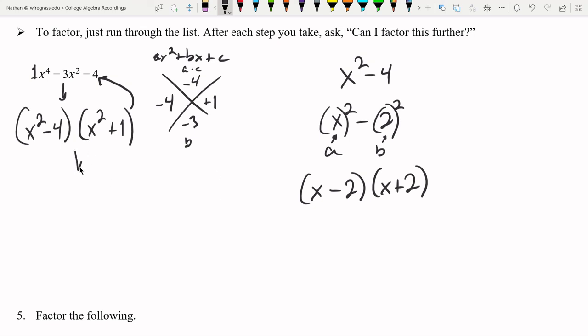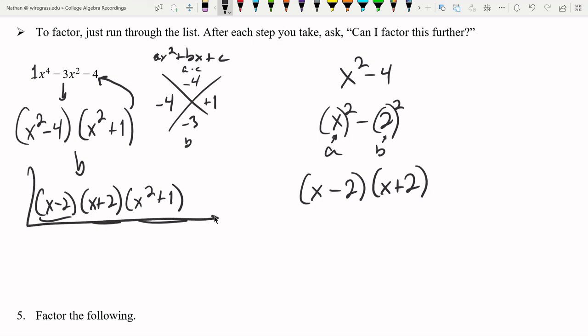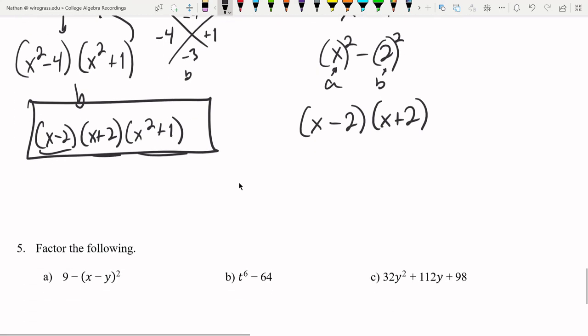Okay, that means that this thing factors down into x minus 2, x plus 2, and then x squared plus 1. X squared plus 1 is prime. Once again, x minus 2, these are linear factors. This one's a prime factor, so we can't factor any further. This is our final answer. That's what you're looking for when you're going to factor anything in general. All right, give it a try in number 5.